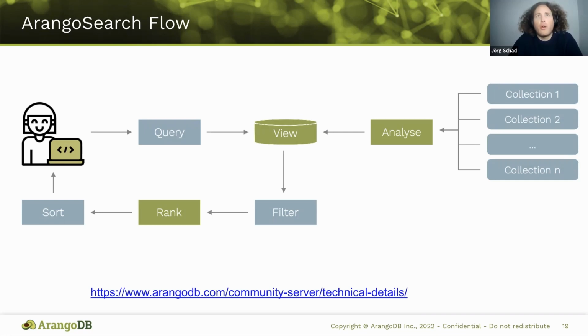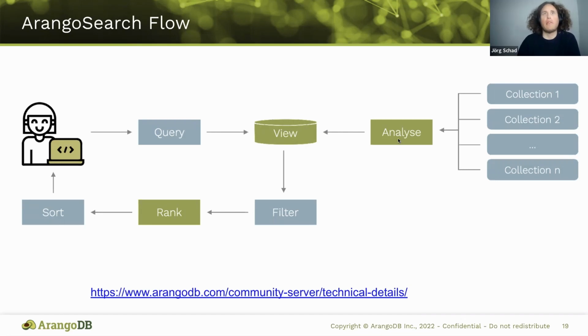And how does it work? Those of you who might have used Lucene or Elasticsearch are probably familiar with this flow. You can supply one or more collections of documents in ArangoDB, and then have the analyze phase, which is where the analyzers come into play. And those then create a view.